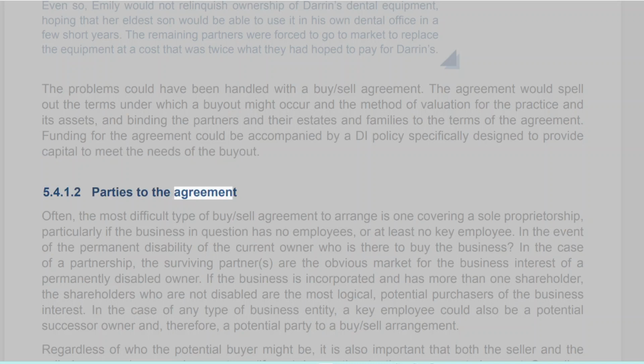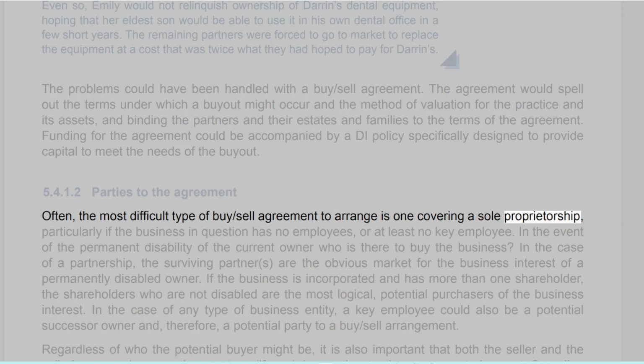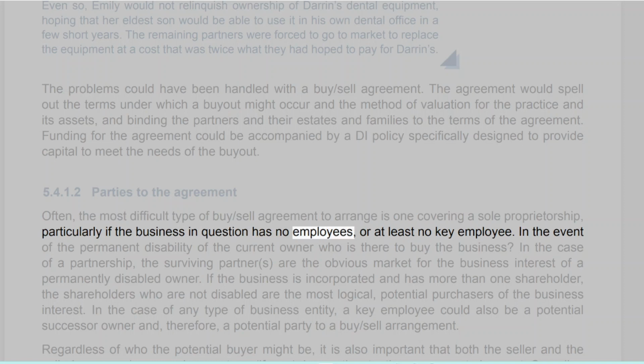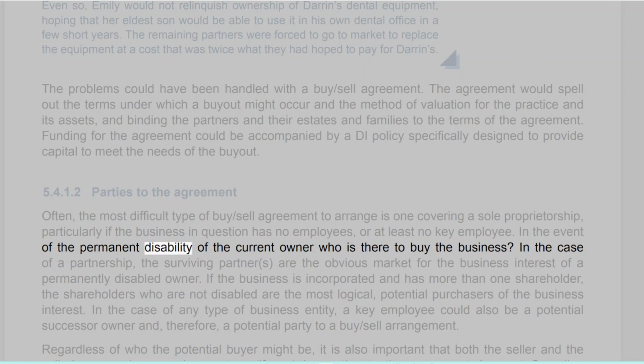5.4.1.2 Parties to the agreement. Often, the most difficult type of buy-sell agreement to arrange is one covering a sole proprietorship, particularly if the business in question has no employees, or at least no key employee. In the event of the permanent disability of the current owner, who is there to buy the business?